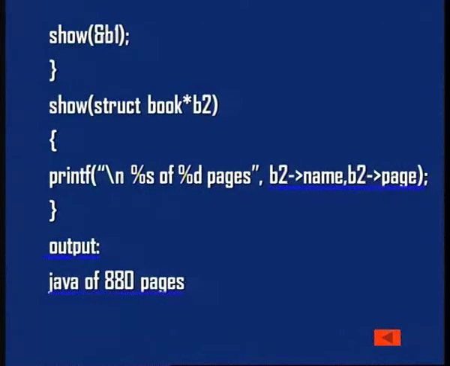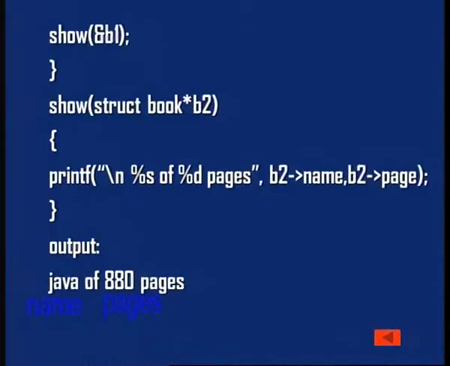We have already seen how to access the members of a structure using a pointer. We use the arrow operator. So that is how you access the structure over here: B2 arrow name, B2 arrow page, and that is what is displayed in the output. Java of 880 pages. Java is name, and page is the value 880, and it is printed in this manner: percentage s of percentage d pages. So instead of s, name is printed, and instead of d, page is printed.